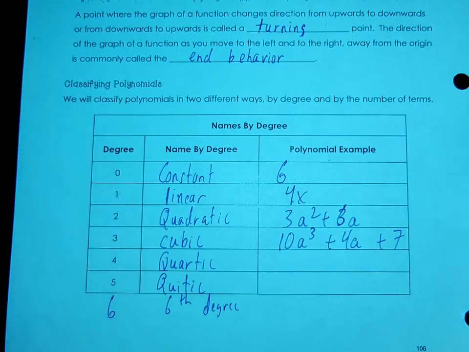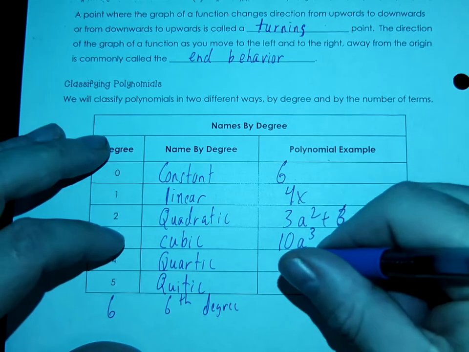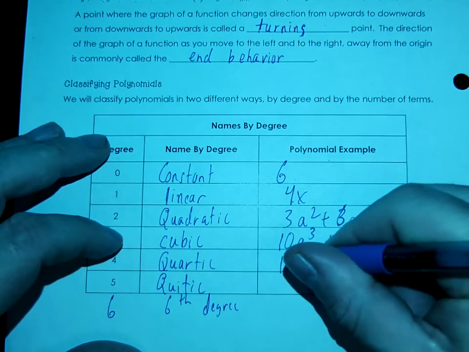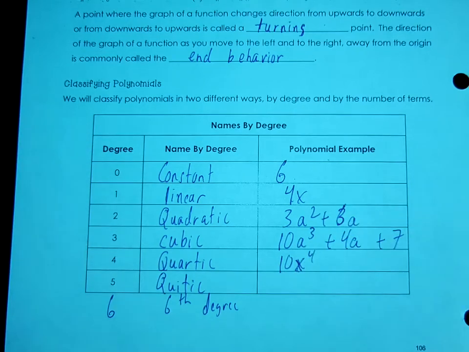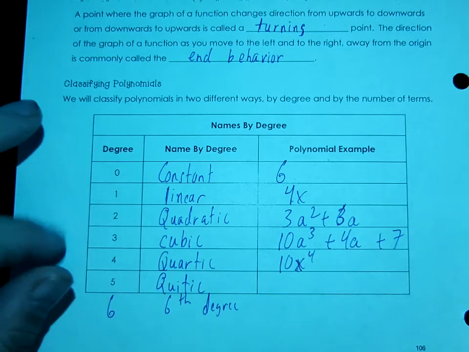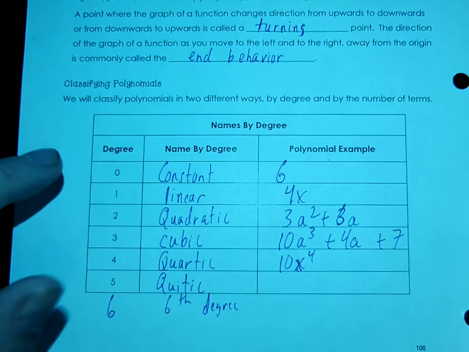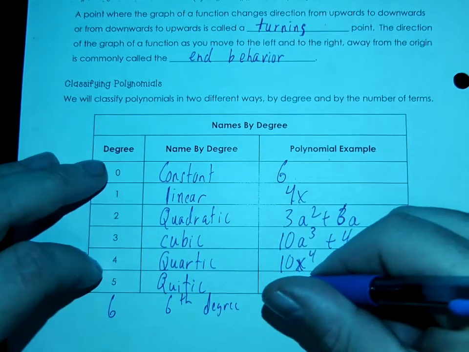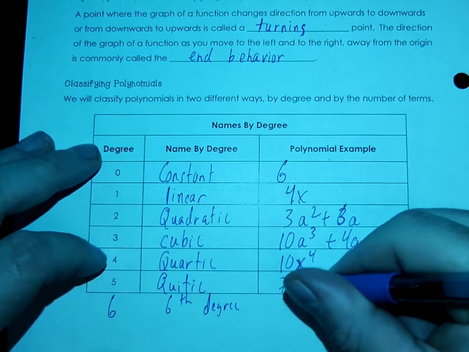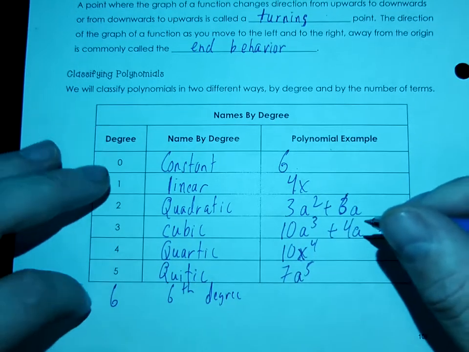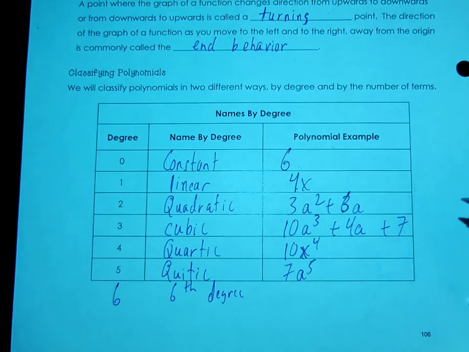It doesn't necessarily just have to have the cubic. A quartic has a fourth power, so like 10x to the fourth, and it can just be the x to the fourth. It doesn't have to have extra terms. It can be the x to the fourth, or it can have extra terms after that. Quintic, of course, has an x to the fifth, or a variable to the fifth power, so like 7a to the fifth. And then anything after that quintic one, we're just going to say 6th, 7th, 8th, 9th, 10th degree.